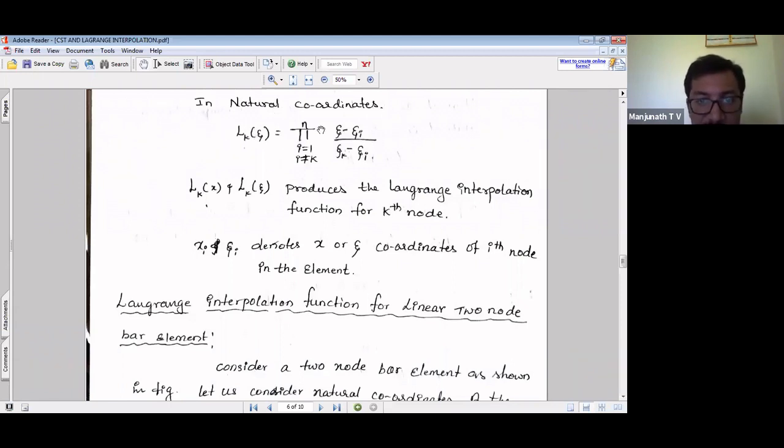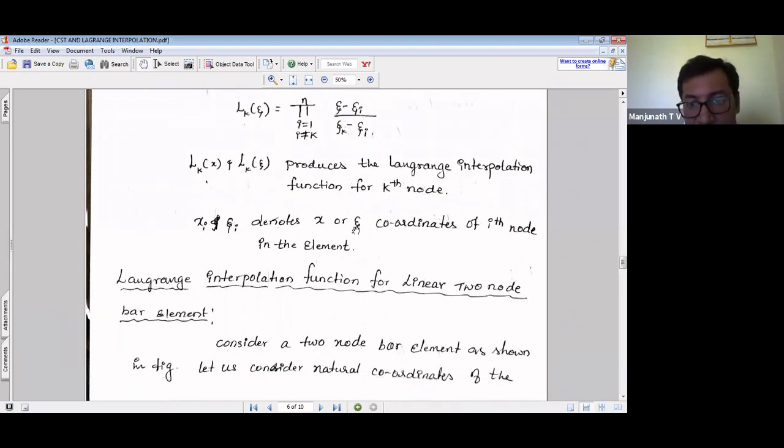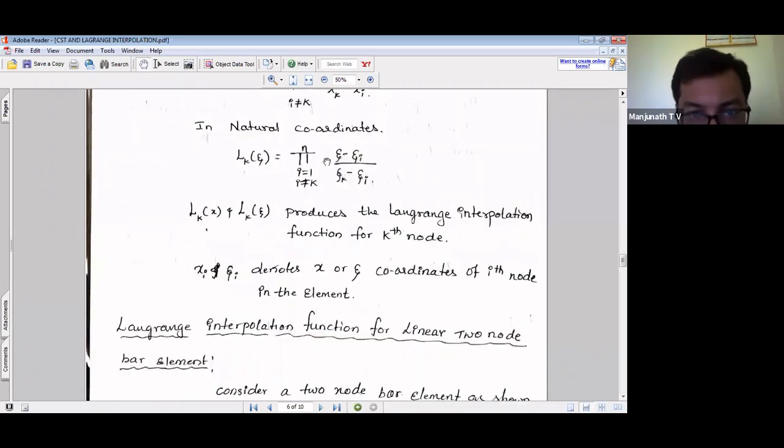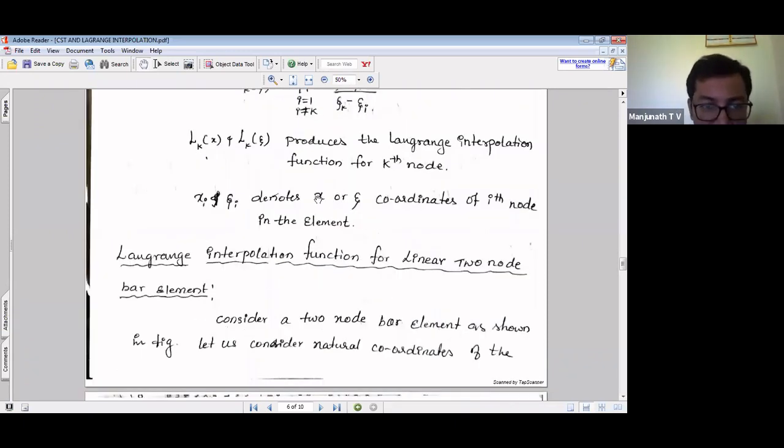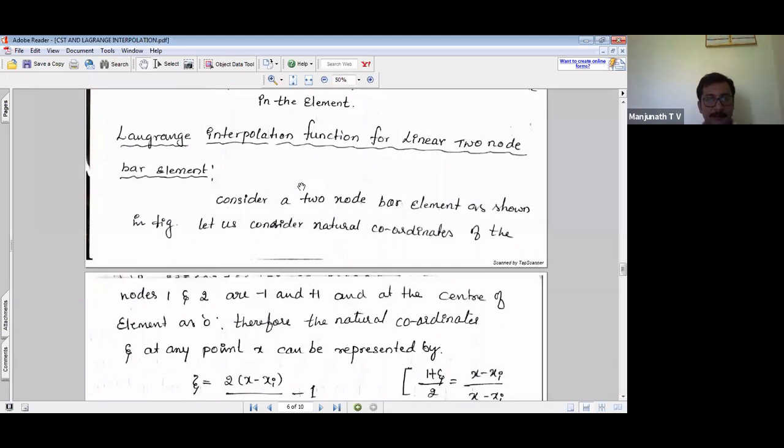Okay, by using this equation, here xi and zeta i denote the x and zeta coordinate values at the ith node. The ith node means based upon the number of nodes in the particular element. First we are going to use this Lagrange's interpolation function for obtaining the shape functions for two noded bar elements.